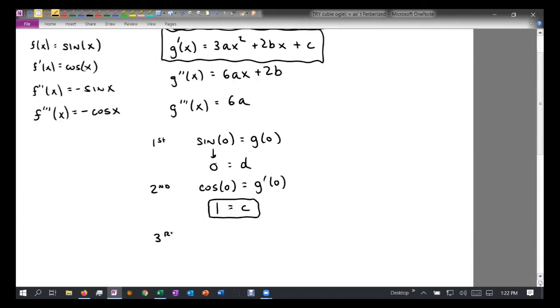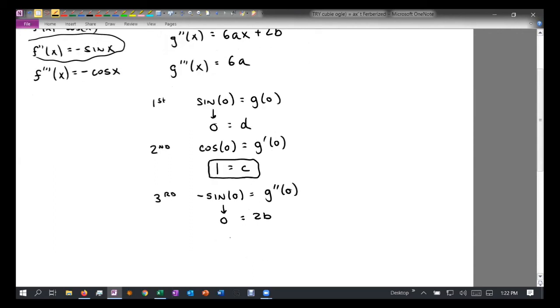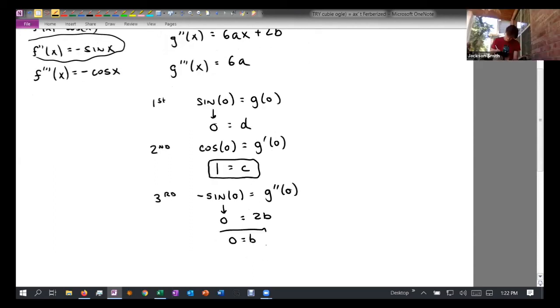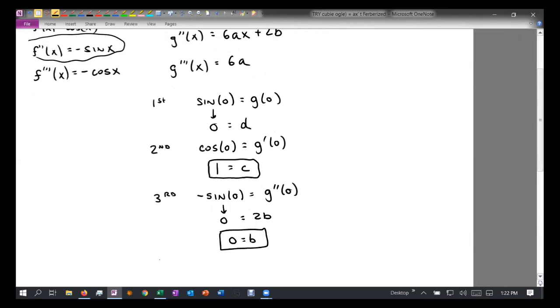Okay, now let's do the third one. So third piece here, we know we want the second derivative, which is negative sine of 0, to be equal to the second derivative of g at 0. So we already know sine of 0 is 0. And the second derivative at 0 would be what? 2b. And that means that b is 0. Right.